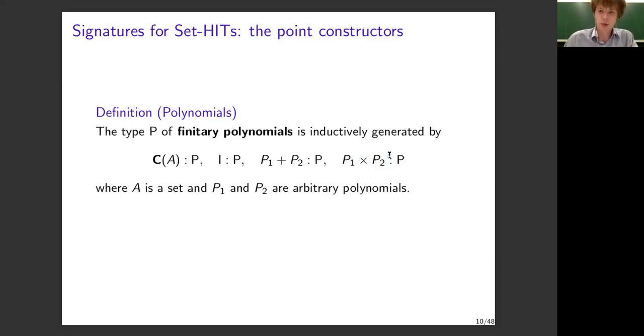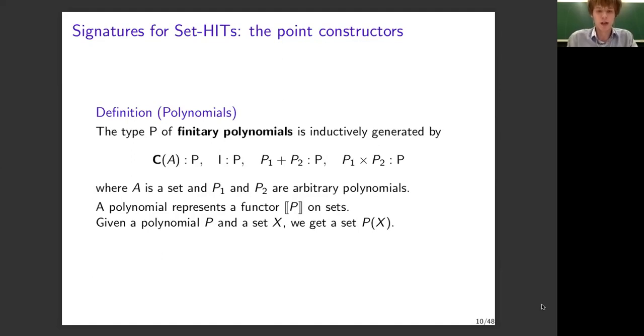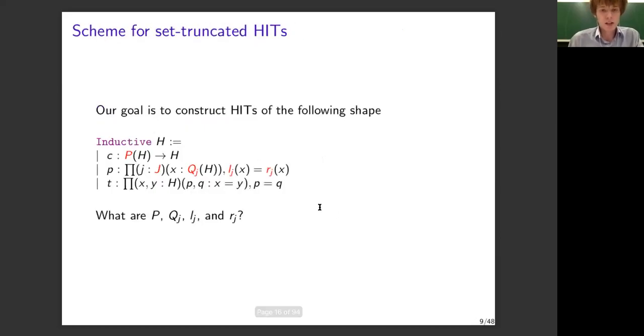And the main point is that a polynomial represents a functor on sets. For some notation, if we have a polynomial and a set, then we can obtain another set by applying that functor to the set. And we write that as follows, so just P X. So if we return to the shape of the higher inductive type we were discussing, we can already say what a part is going to be.